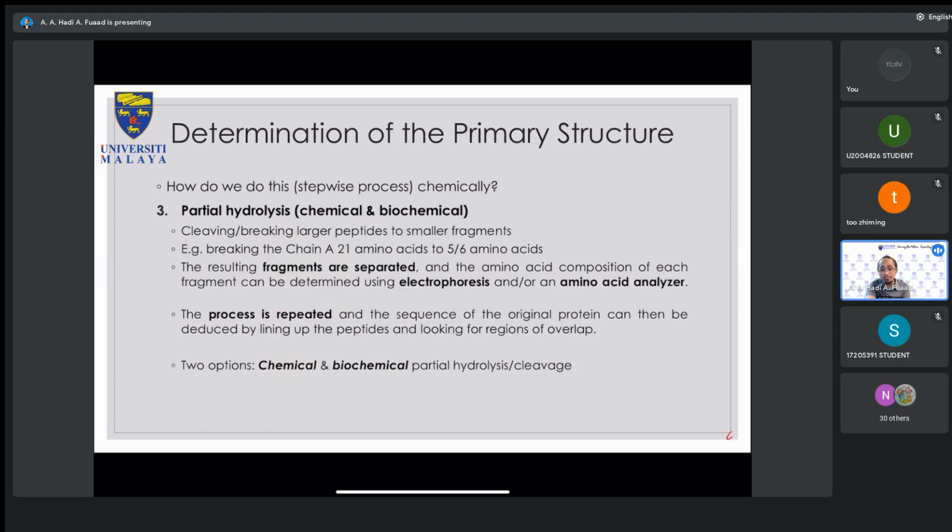So step number 3 is what we call partial hydrolysis. In step 2, we looked at full hydrolysis, where you just do a full hydrolysis and look at the abundance of the amino acids. But for step number 3, you take another sample of an already separated chain A or chain B. You partially break the sequence into smaller fragments. Why do smaller fragments take priority?